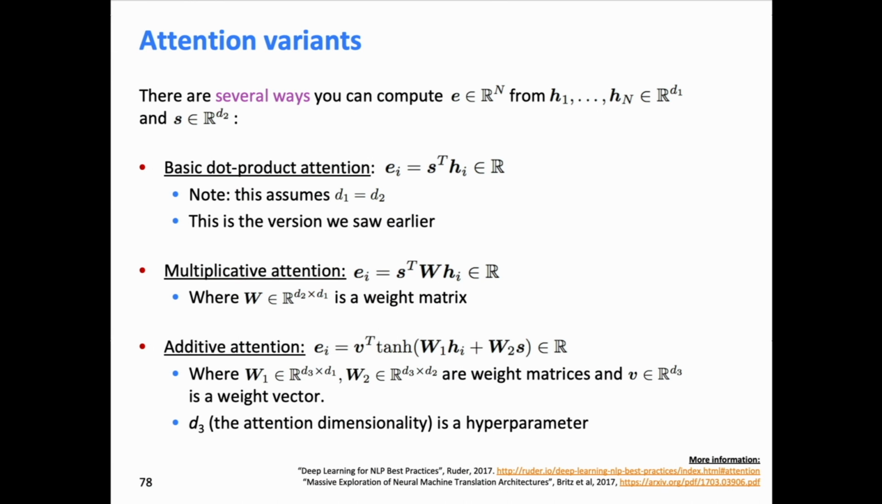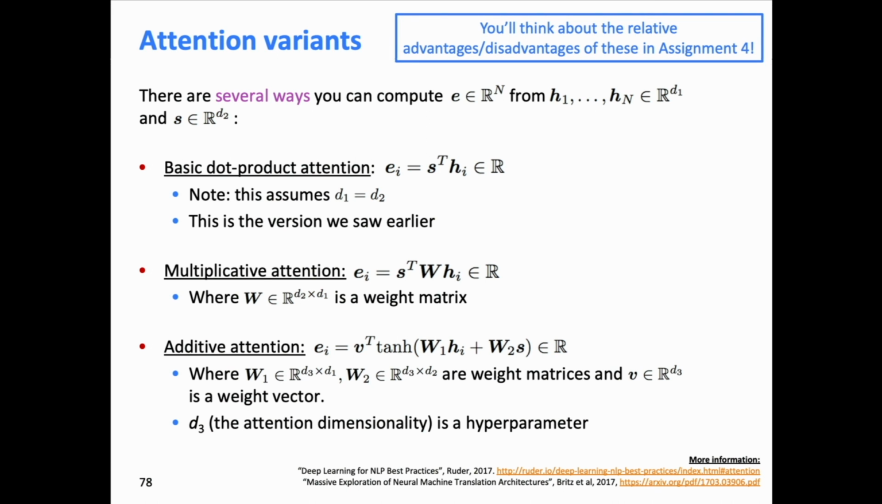One thing that's different here is that there's an additional hyperparameter, which is the attention dimensionality. I think it's the height of W1 and W2, and the length of v. You can choose what size that dimension is. It's like a hidden layer in the computation, so you can decide how big you want that intermediate representation to be. I'm not going to tell you any more about that because it's actually one of the questions in assignment 4, to think about the relative advantages and disadvantages of these models.